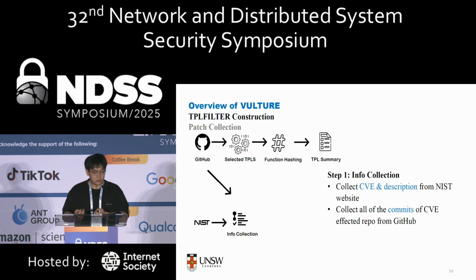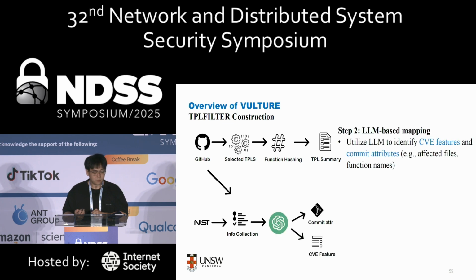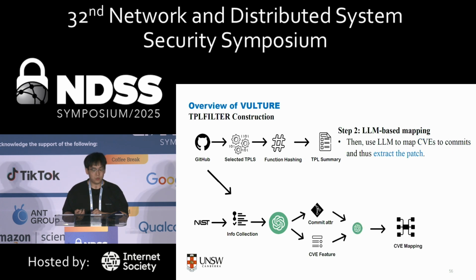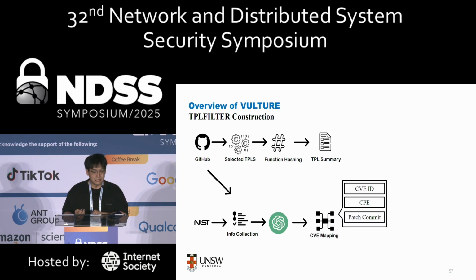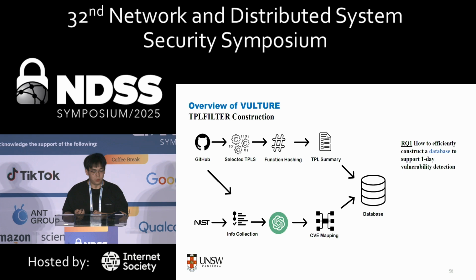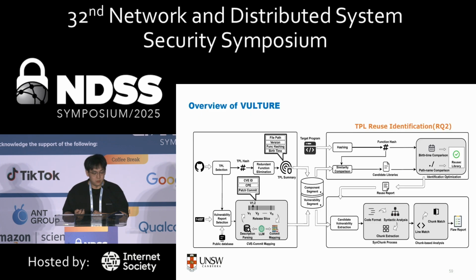And next, we go to patch collection. We collect CVEs and descriptions from the NVD website and collect all of the commits of CVE-affected repos from GitHub. We utilize an LLM to identify CVE features and commit attributes, and then use the LLM again to map CVEs to commits, and thus extract the patch of each CVE. And we can have a CVE mapping. With the CVE mapping and TPL summary, we build our database and solve research question 1. Now that we have the database, we can go to TPL reuse identification.